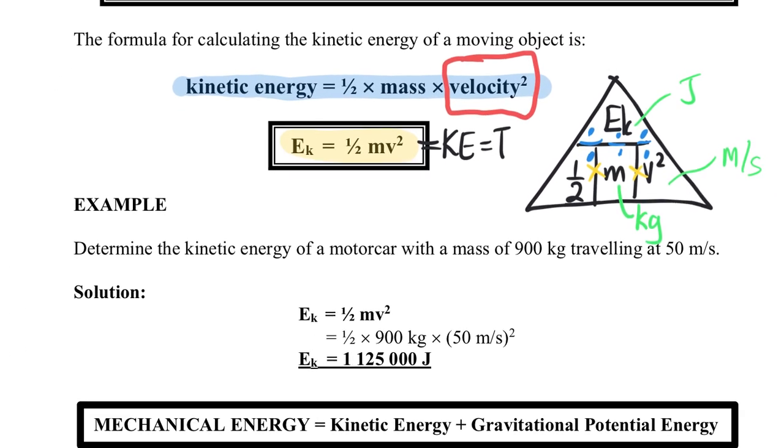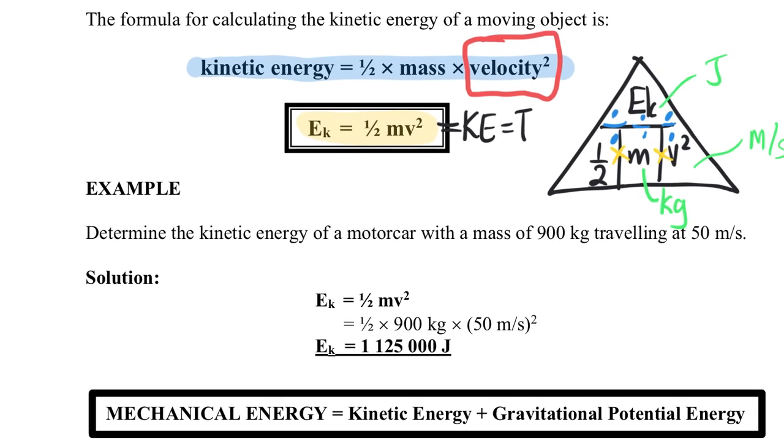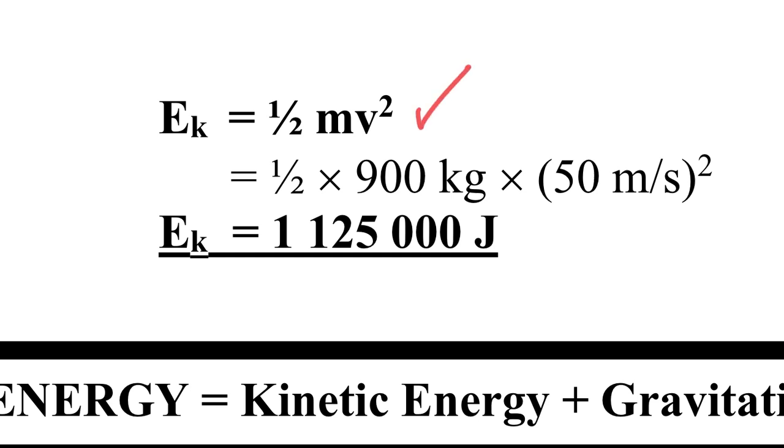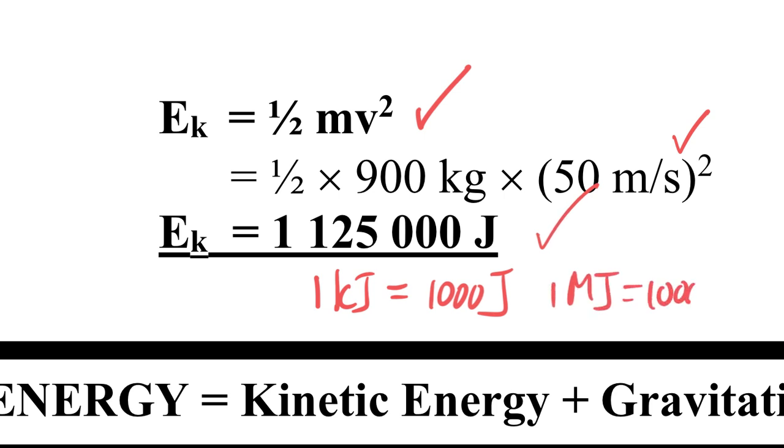So let's look at the first example. Determine the kinetic energy of a motor car with a mass of 900 kilograms traveling at 50 meters per second. So the solution would be, first step, we put down the formula for kinetic energy, half mv squared. We then substitute for the mass 900 kilograms and for the velocity 50 meters per second squared. That's 1 mark. And when we work that out, we get 1,125,000 joules.